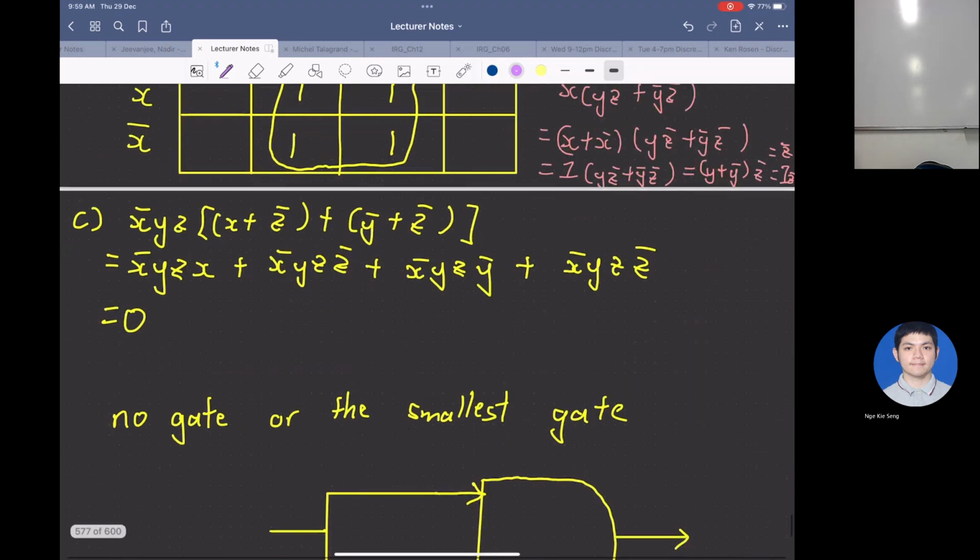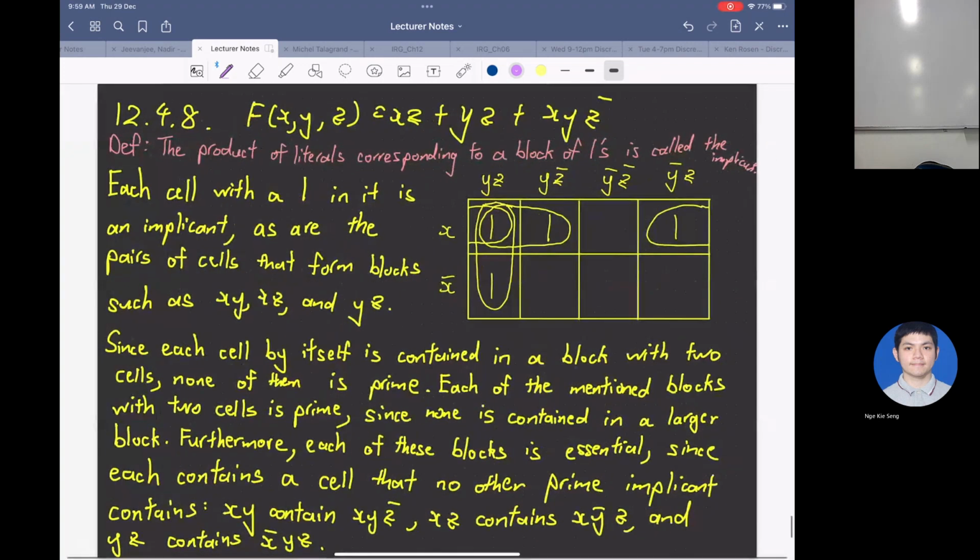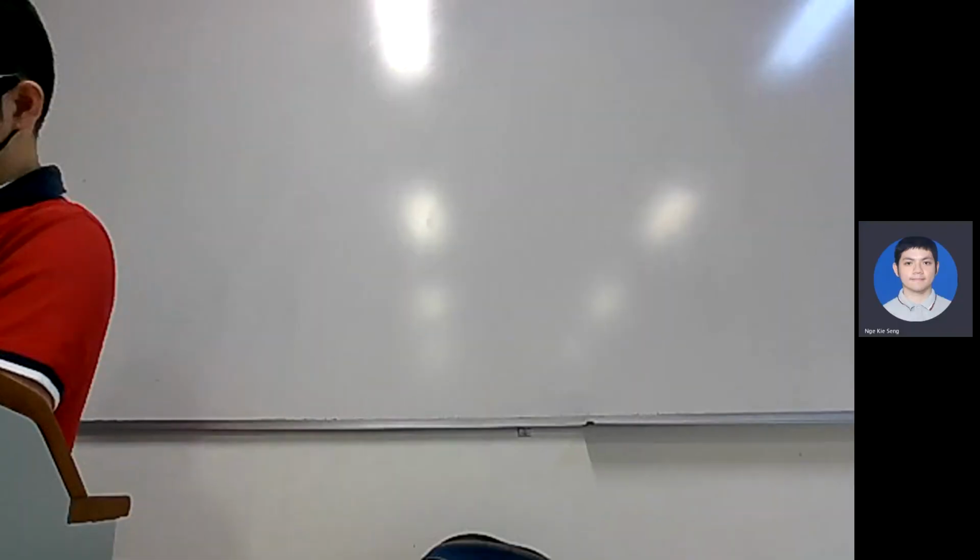Okay, this one. I think this question is important. This question is about the idea, again, the idea of the whole section's topics here. The question asks, what are the implicants? What are the prime implicants? What are the essential prime implicants? So who are the implicants? As long as you have a one.